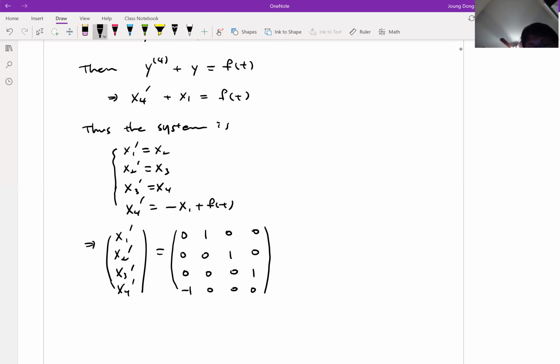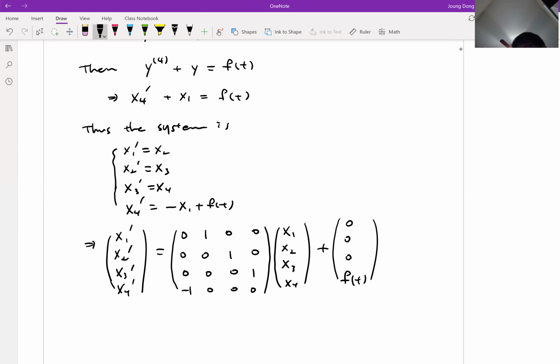0, 0, and your x vector, x1, x2, x3, and x4. Then you're going to add the source term for the very last equation only, right? Which is 0, 0, 0, and f of t. This is the way to convert a higher order differential equation into a system of first order equations, okay?